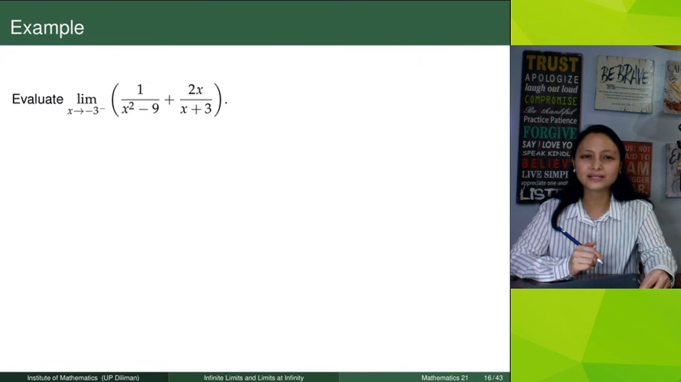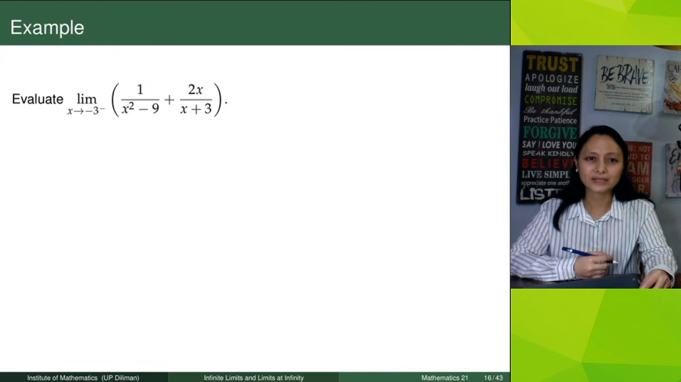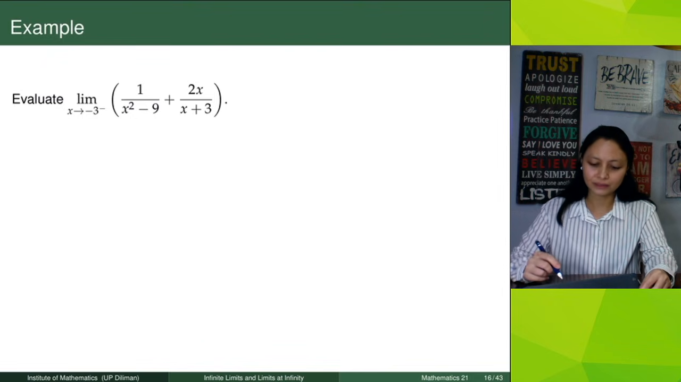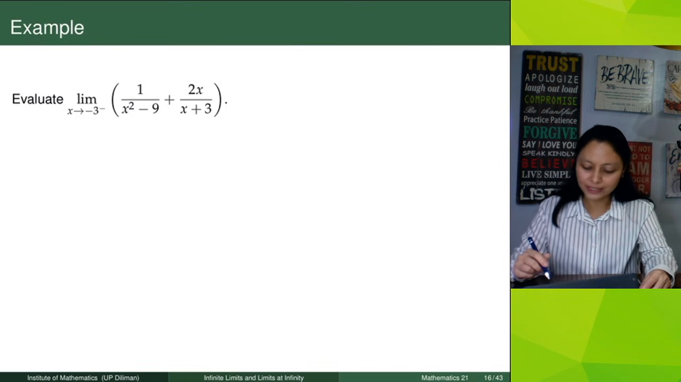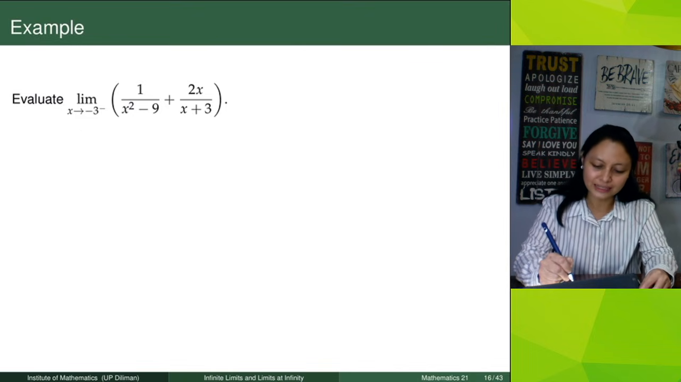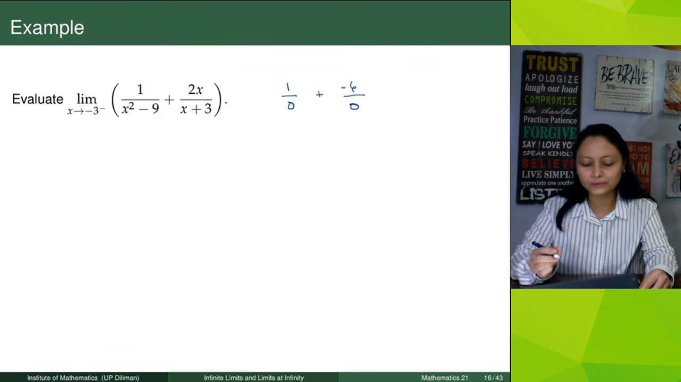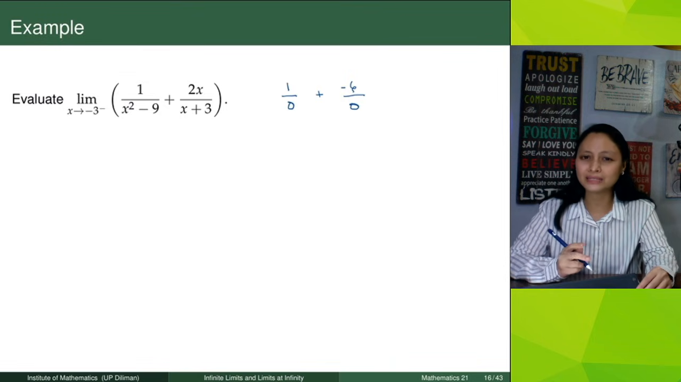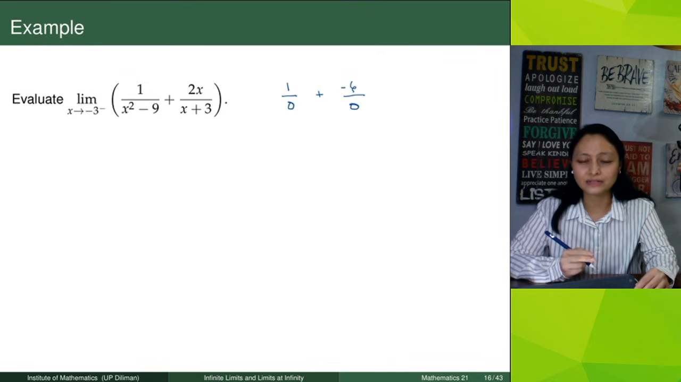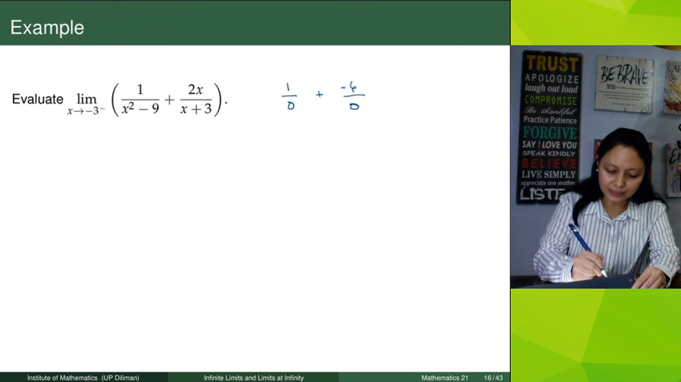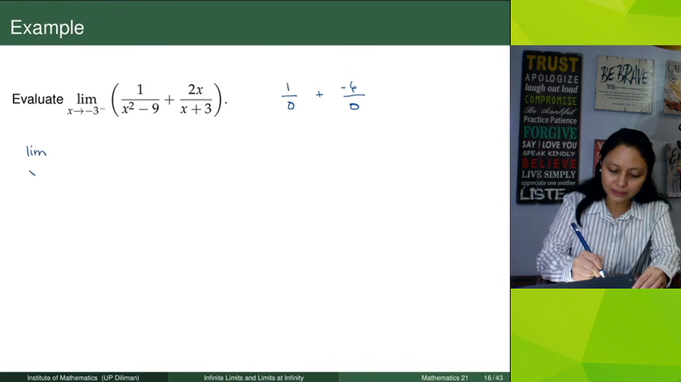Next example, we want to get the limit of 1 over x squared minus 9 plus 2x over x plus 3 as x approaches negative 3 from the left. Okay, so if you substitute negative 3, para may idea lang tayo, you get 1 over negative 3 squared is 9, minus 9, 0. Then 2 times negative 3 is negative 6 over negative 3 plus 3, 0 pa rin. So we expect to get infinity. Pero dapat clear tayo sa sign ng infinity, kung plus or minus siya. So, let's look at the details. Let's get the limit of each term.